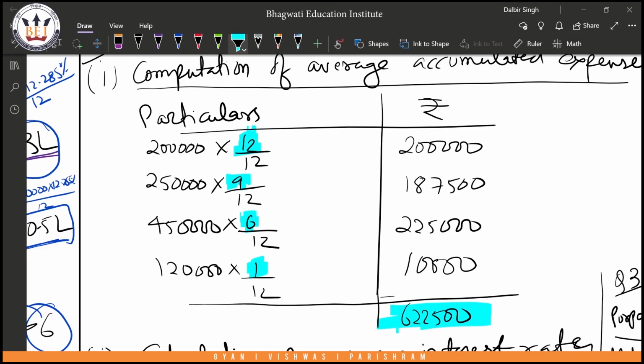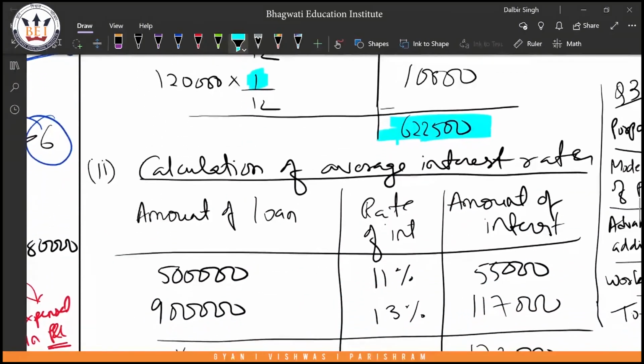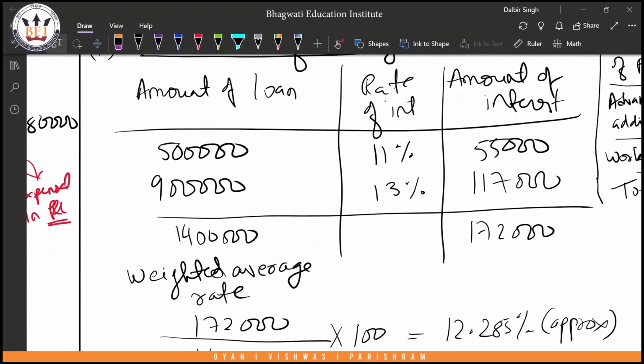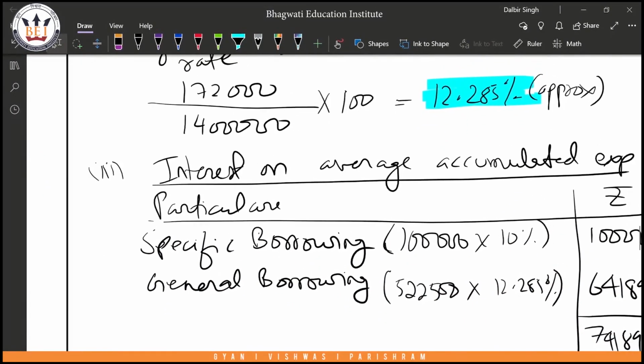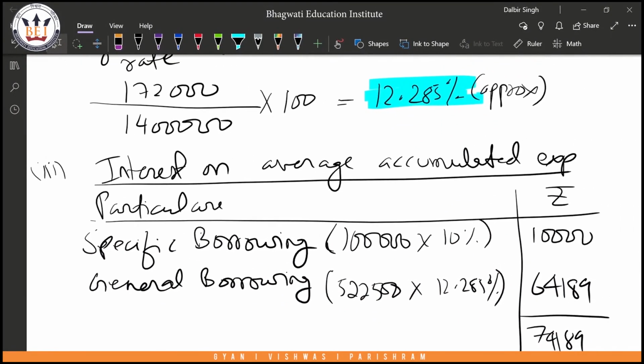That is going to be your average accumulated expenditure. Now, here when you come, we've done this. We found what your capitalization rate is. The capitalization rate is 12.285%. Now, next what you have to find is the interest on this accumulated average.